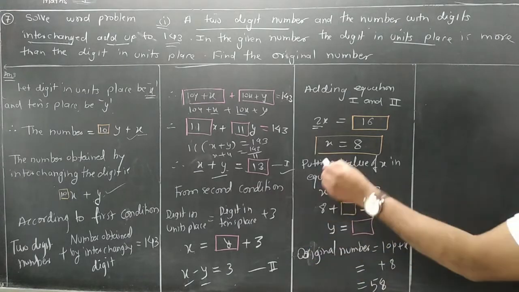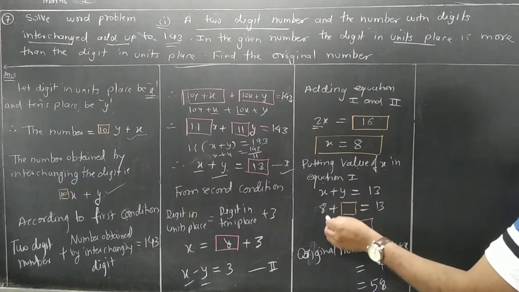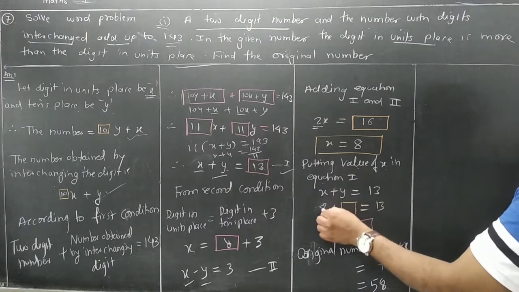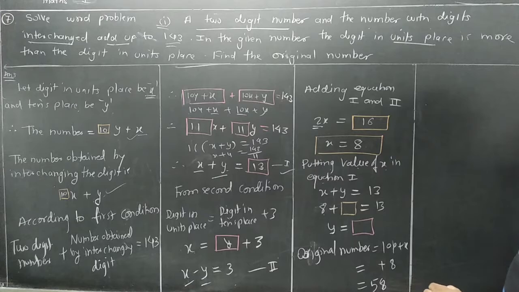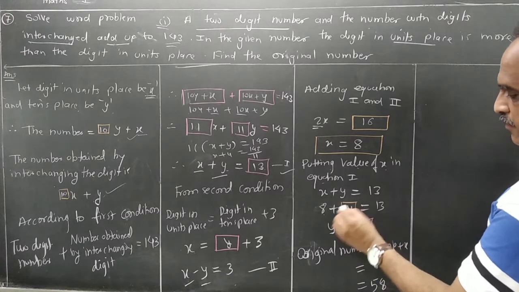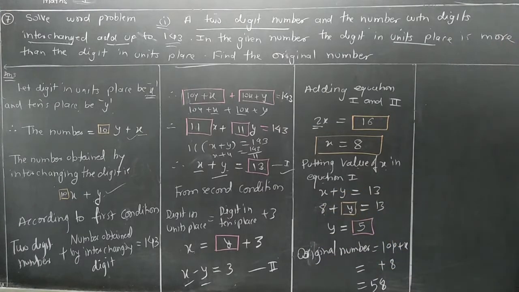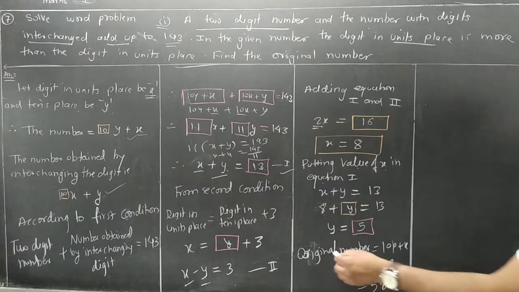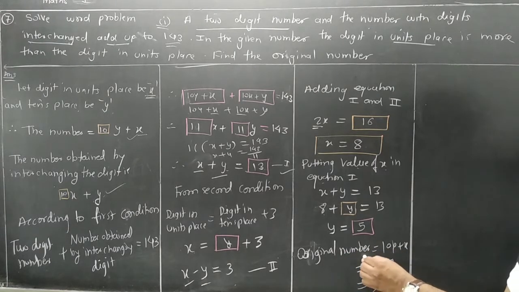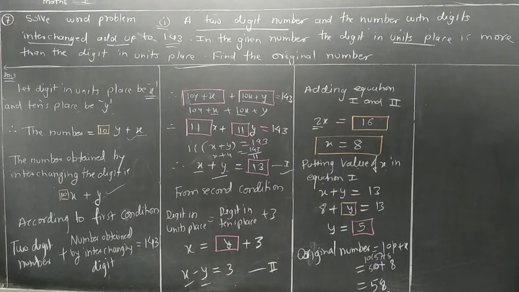Now suppose you substitute the value of x in equation 1, what do you get? x is 8. What is the value of y? y will be 13 minus 8, which is 5. Correct? So what is the original number then? 10 into 5 plus 8, that is 50 plus 8, and we are getting 58 as the original two-digit number.